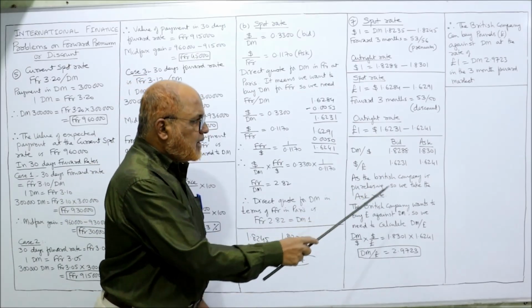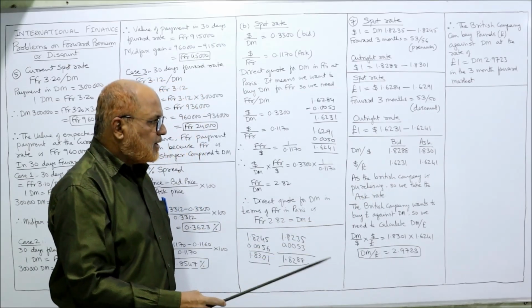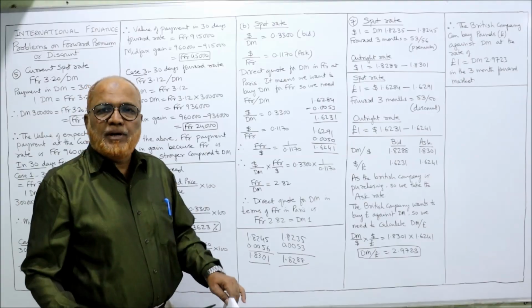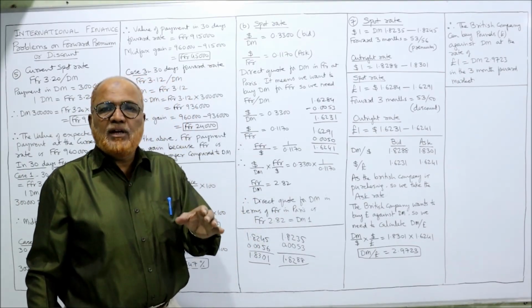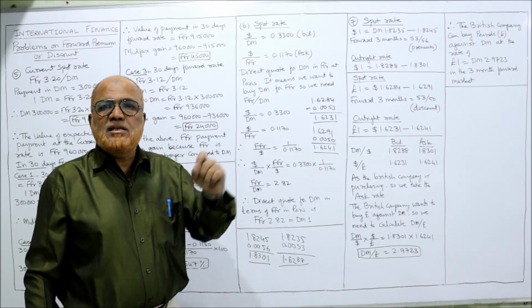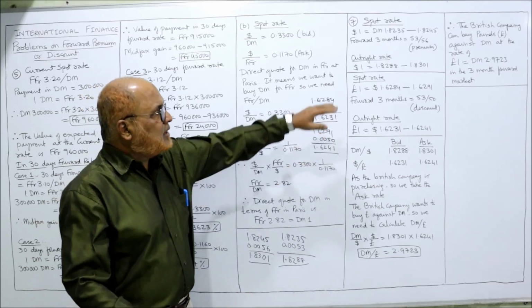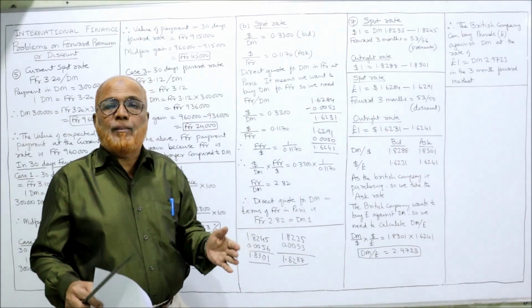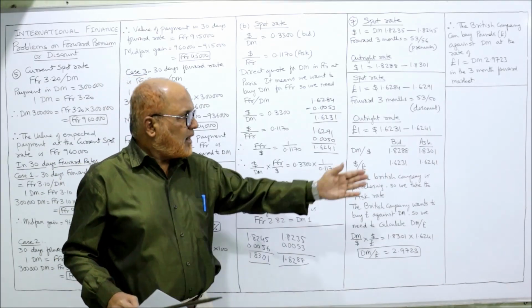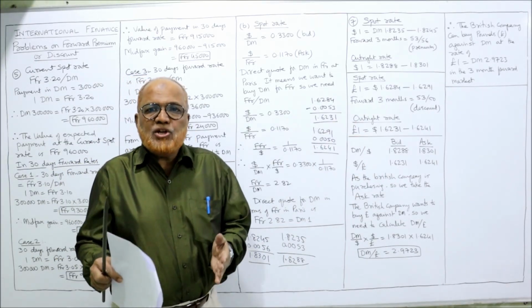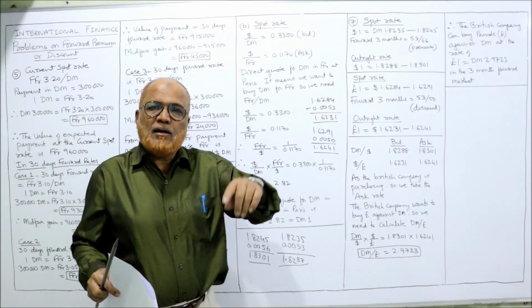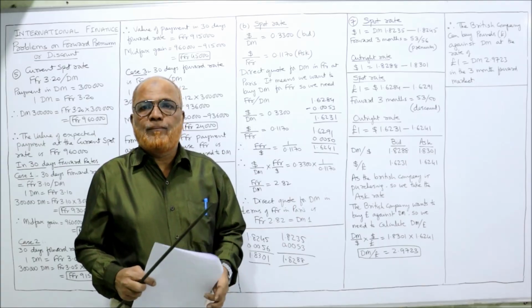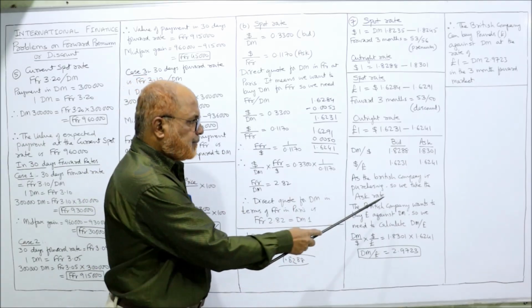As the British company is purchasing, we take the ask rate. The British company is purchasing the pound. So we need the ask rate because the dealer is the seller. All these rates are given by the dealer, the banker. Now the British company is the buyer, so when the British company is the buyer, the banker is the seller. So we take the ask rate.